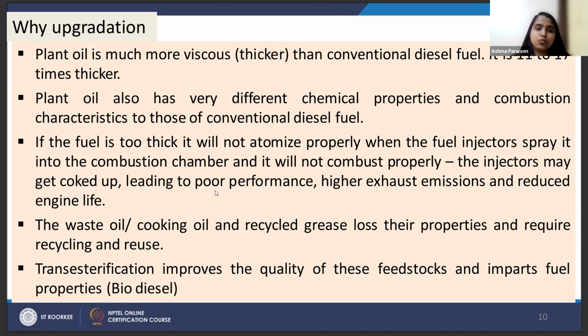If the fuel is too thick, then the combustion will not be proper, and the performance of using this thick oil as diesel will not be very good. That's why the cooking oil or bio oil is first recycled and then upgraded to produce biodiesel. The waste oil, cooking oil, and recycled grease lose their properties and require recycling and reuse. Again, transesterification is one of the processes which improves the quality of these feedstocks and imparts fuel properties that make the oil suitable for use as diesel.